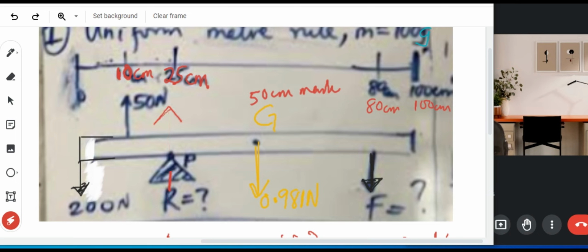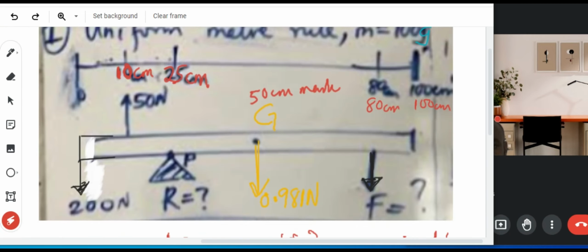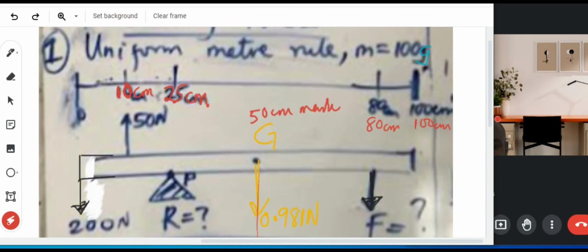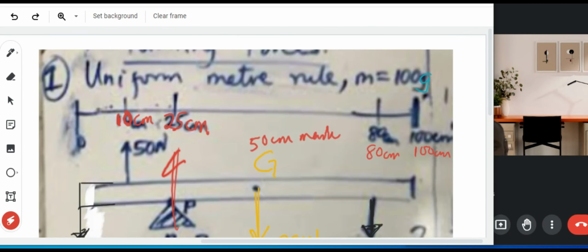We assume R to be acting upwards. When we get our answer, we know if what we assumed is correct. That will be equal to, for the total upward forces, 50 and R in green. The total downward forces are 200, 0.981 and F, which is 76.8. So total upward forces equal total downward forces. That's the equation. We can solve all that to find R. R will be equal to 228 Newton. So we got a positive answer for R. That means the direction we assumed, which is upward, is correct.